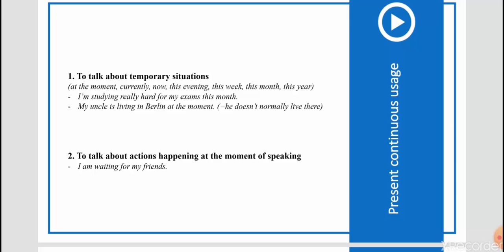Imagine a situation, somebody is calling you and asks you where you are, what you are doing, and you say, I am waiting for my friends. It means that for a short period of time I'm here and I'm not going to wait here till the end of my life. So we use present continuous for this short period of time that is happening during the process of speaking.